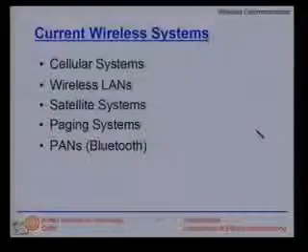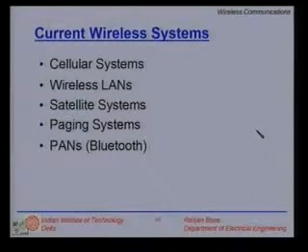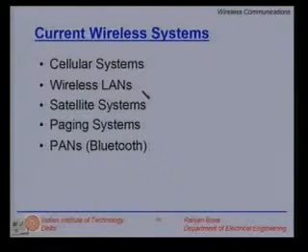Let us now look at the current wireless systems. The first and foremost is the cellular systems, and we typically say cellular networks because it is a network. Then we have the wireless local area networks within the home environment, within hospitals, within labs, the satellite systems, paging systems which have almost been phased out now, but we'll still mention them, and personal area networks, the emerging systems.